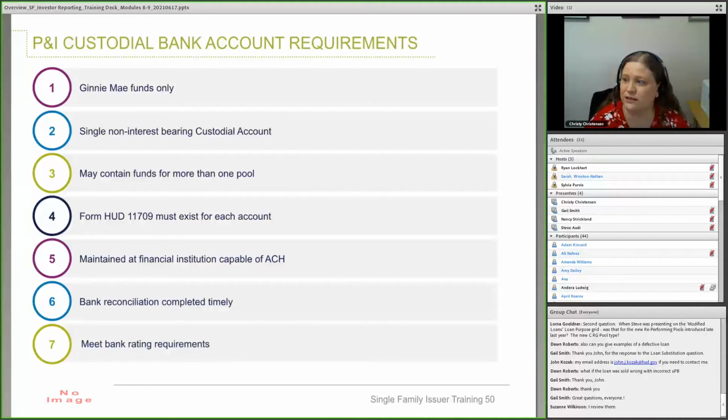So I'm not seeing any hand raise. So no one manages their P&I accounts? Okay.